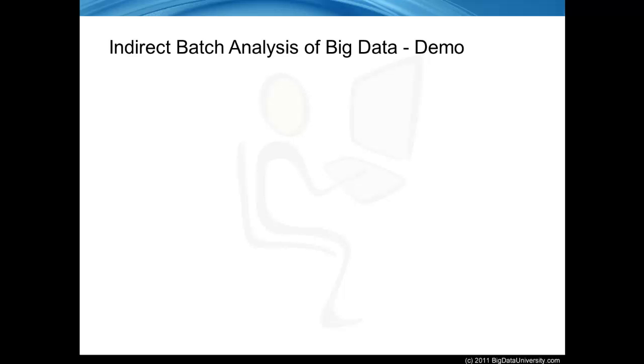Let's take a look at a demo of indirect batch analysis of big data, after which you'll have a hands-on lab to practice what you've learned.